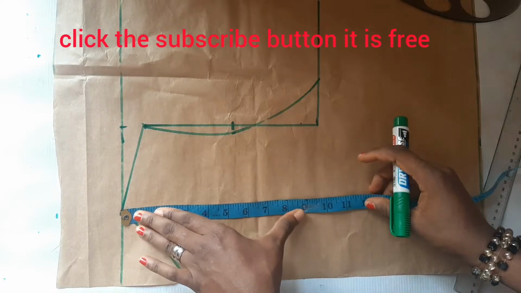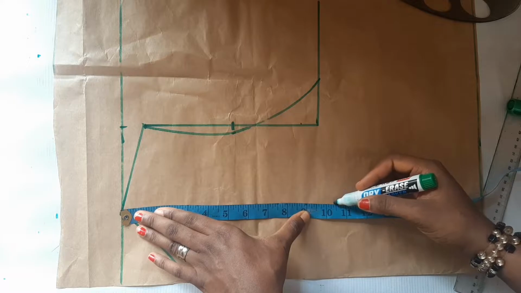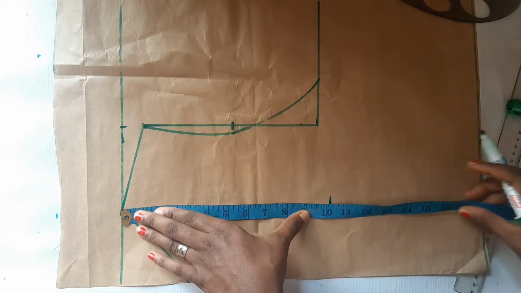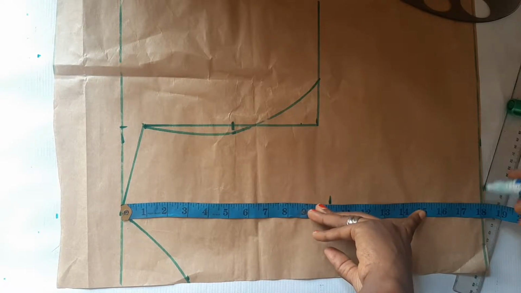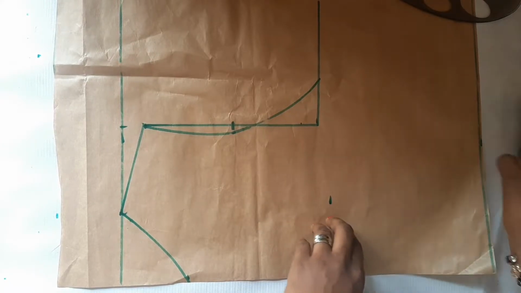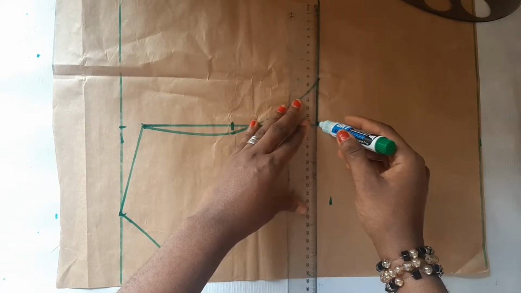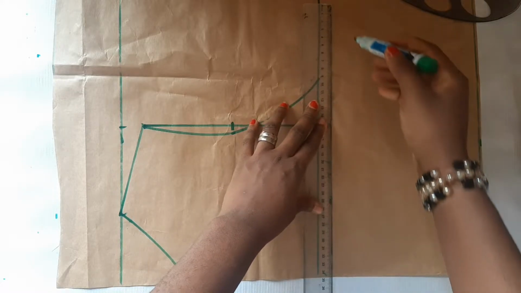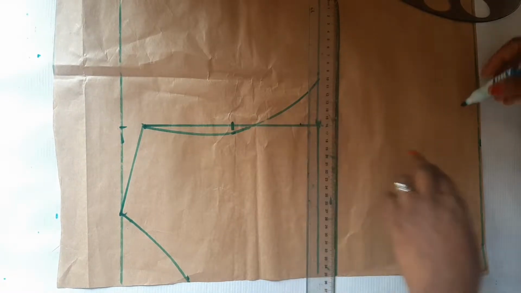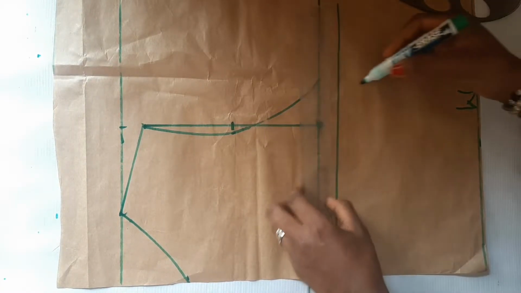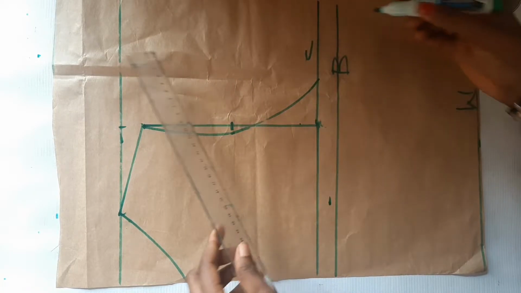I'm going to take my bust length. My bust length is 10.5, and the waist is 17 plus 1 inch sewing allowance. I'll mark it out. This is my chest line, my bust line, and my waist.